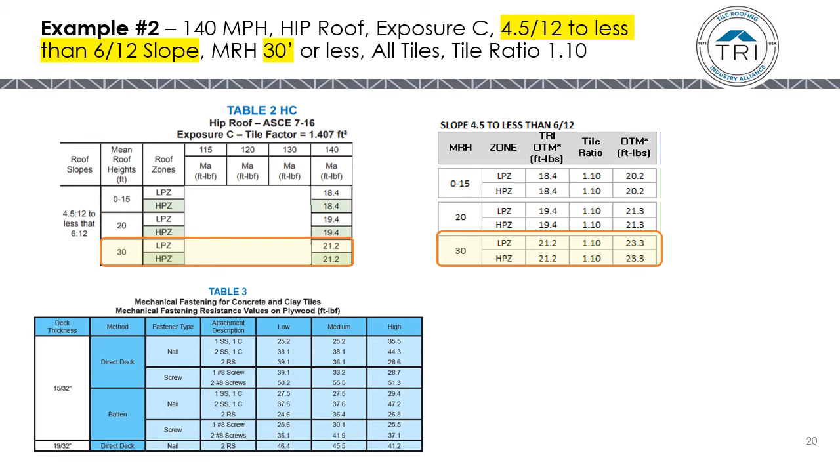of 23.3. We take a look at table 3 and we see that flat tile or low profile tile gives us all those methods that we can use. Same with medium profile and same with high profile. So all methods can be used at this roof slope and this mean roof height at 140 miles an hour.